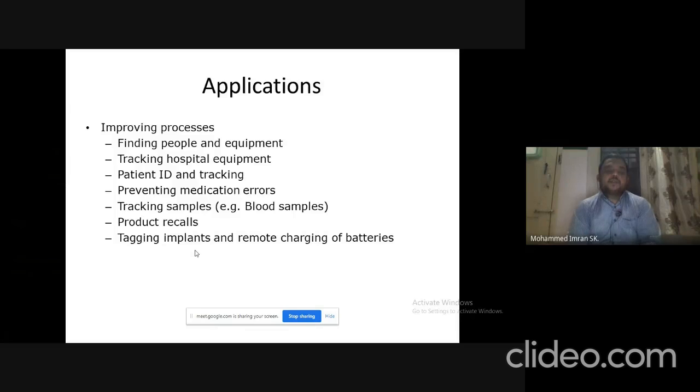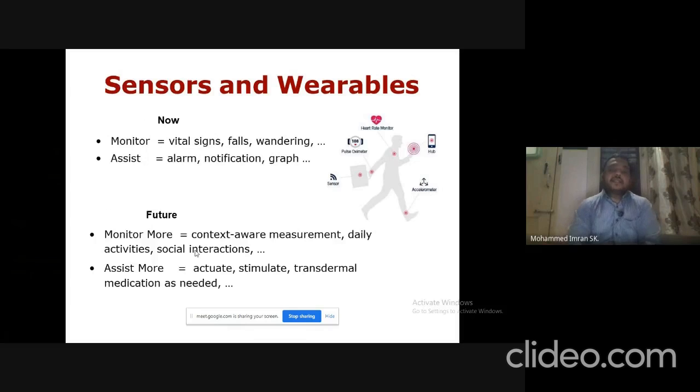Next one, preventing medication errors. We can even track the blood samples, or tracking samples. Next, product recalls. Recall is where, if it's saving the memory, then from there we can recall it. Next one, tagging implants and removing the charging of batteries. Next, sensors and wearables.